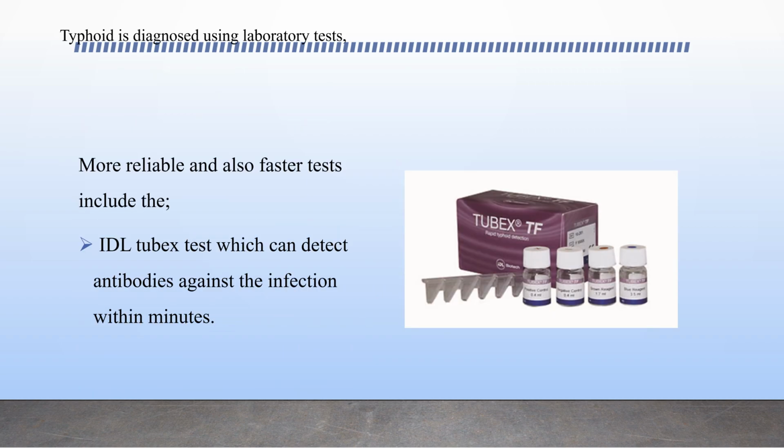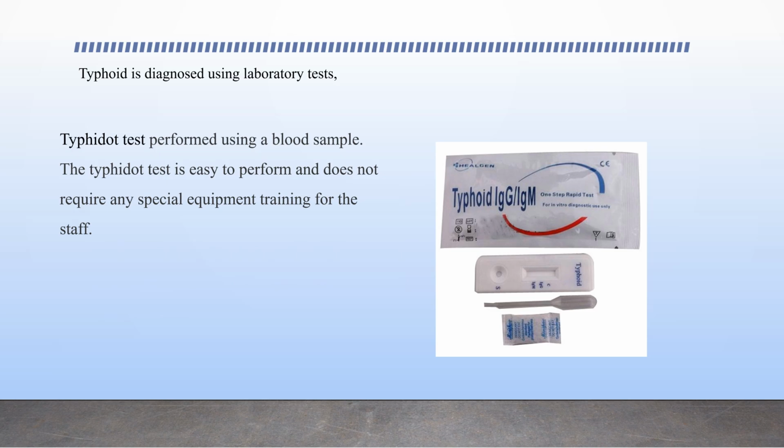Still on laboratory tests, more reliable and also faster tests include IgM-based tests, which can detect antibodies against the infection within minutes. Another more reliable test is the Typhidot test, performed using a blood sample. This test is easy to perform and does not require any special equipment training for the staff. Please note, all the tests should be done by professionals and should be done at the laboratory.